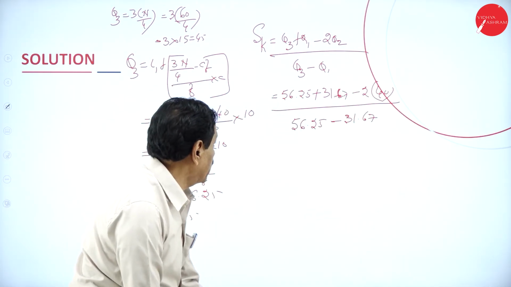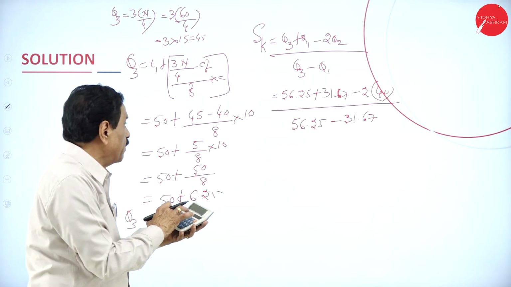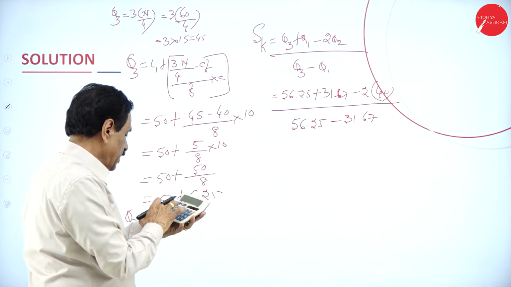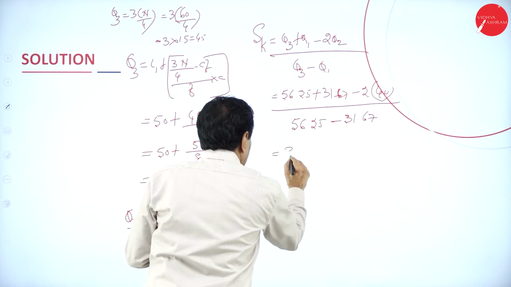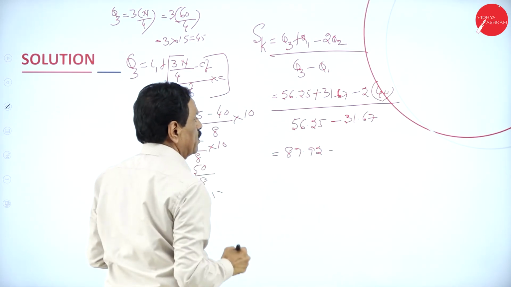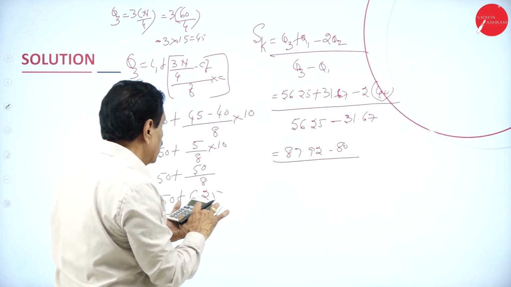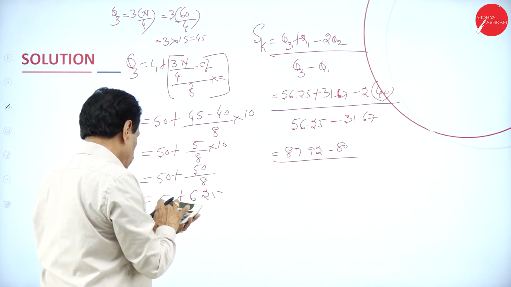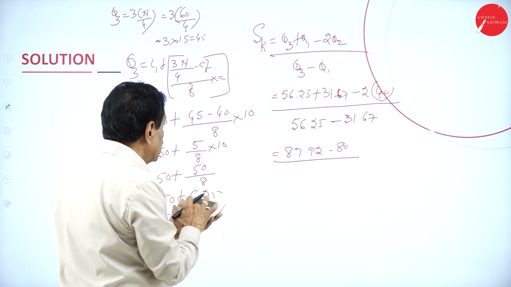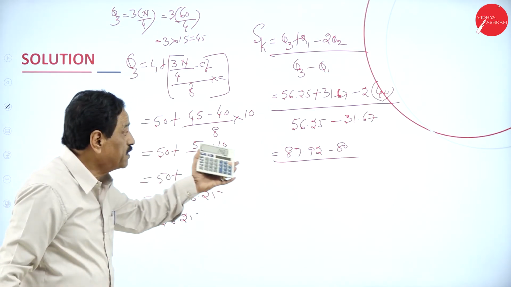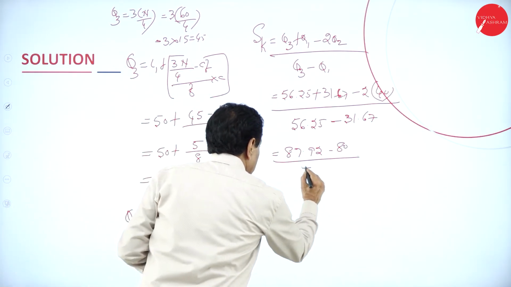Simplify this. First add the figures: 56.25 plus 31.67 is 87.92, minus 2 into 40 is 80, divided by 56.25 minus 31.67. 56.25 minus 31.67 is 24.58.